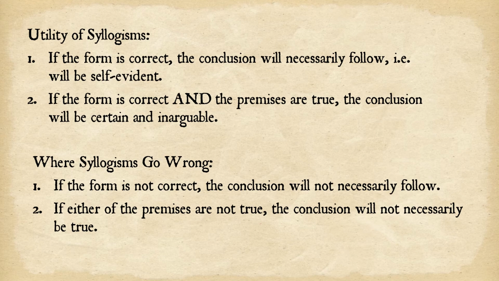Now, that's not always the case, though, and this is where syllogisms can go wrong. In the first place, if the form is not correct, then the conclusion will not necessarily follow. So it's very important to make sure the syllogism is being formed properly. And secondarily, if either of the premises are not true, then the conclusion will not necessarily be true. So you can have a syllogism, a logical argument that is a correct argument. It follows a correct form. But if the things you're proposing, if your premises are not true, then even though it's a correct argument, it's not a true argument. So both things have to be in place. The form has to be correct and the premises have to be true.